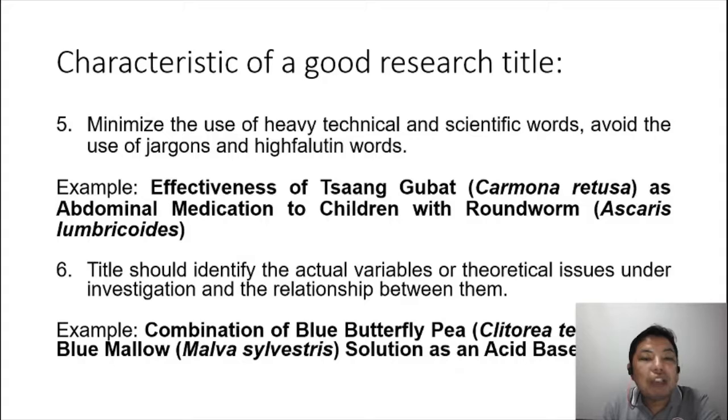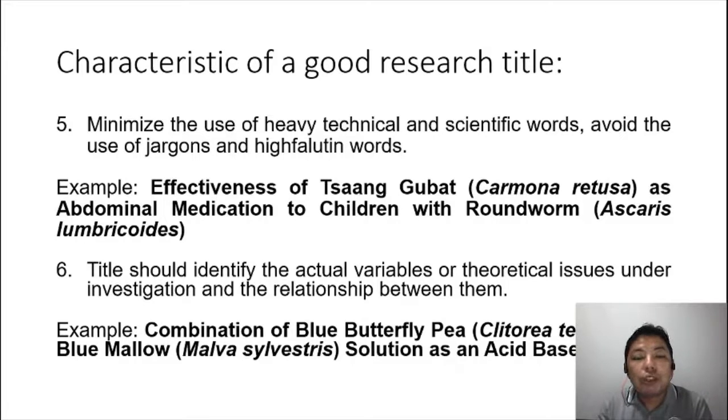Hindi niya ginamit yung term na Carmona retusa. Carmona retusa is the scientific name of tsaang gubat. Nilagay niya effectiveness of tsaang gubat. Then, open close parenthesis, Carmona retusa, pertaining to the scientific name of tsaang gubat. Kasi pag nilagay mo lang dyan, effectiveness of Carmona retusa, if I am the reader, okay, and I don't understand what Carmona retusa is, malilito ako.